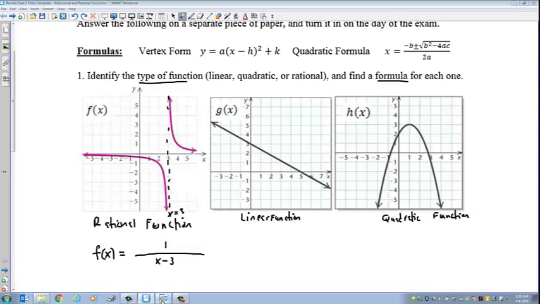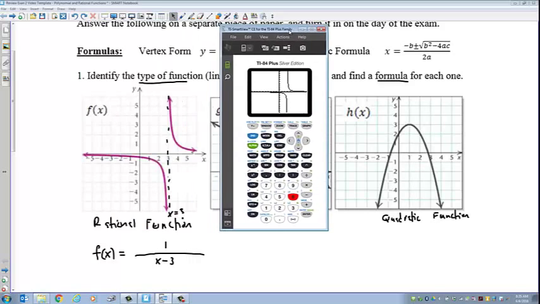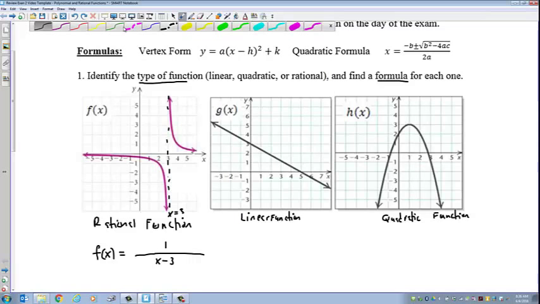And if you graph this function, 1 divided by left parenthesis x minus 3, and we'll just do a standard window, so do 6. We'll see that, yep, we get basically what this function looks like right here. So that's a good guess for that function. Let's come back over here and look at the next one. Let's do this in a different color.